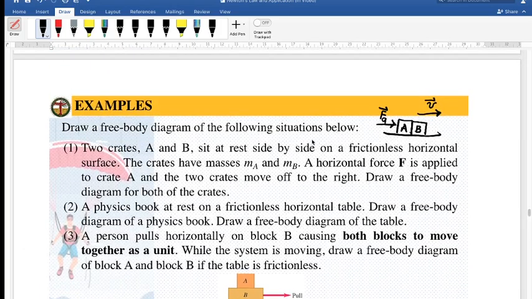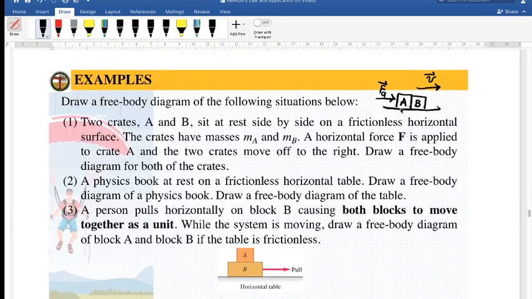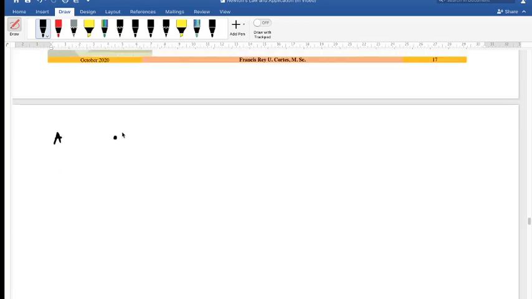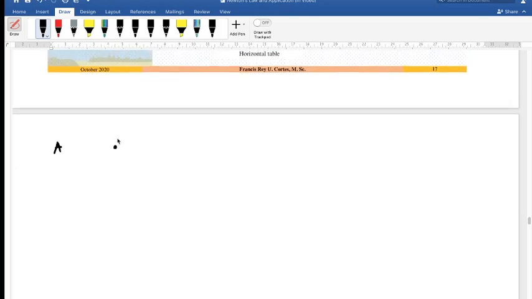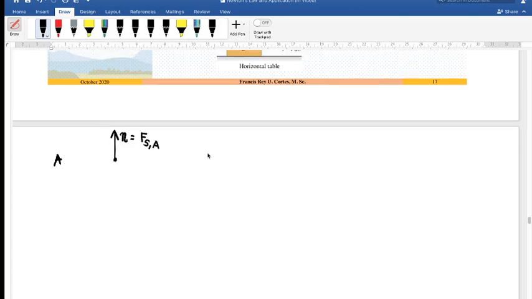So what are the forces acting on our object of interest, which is our crate A? We know that it is on a frictionless horizontal surface. Therefore the surface will exert a force on object A. So that is the normal force, the force exerted by the surface on the object A. So that is the normal force, right?